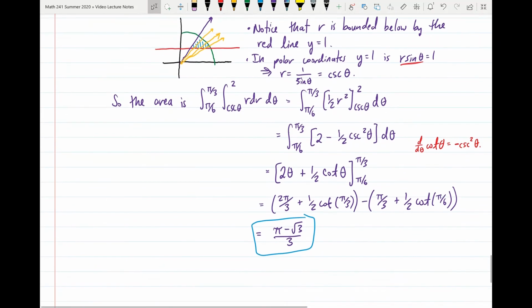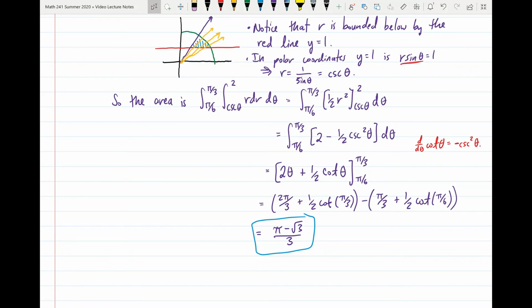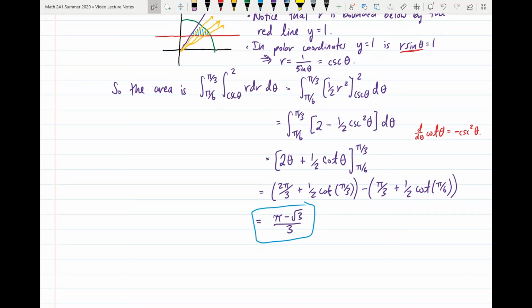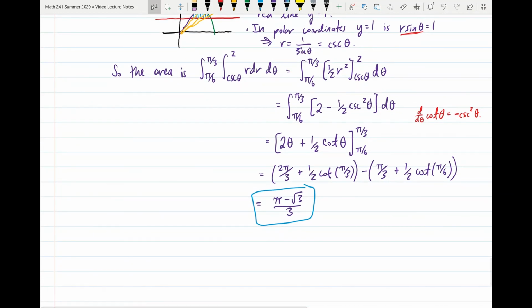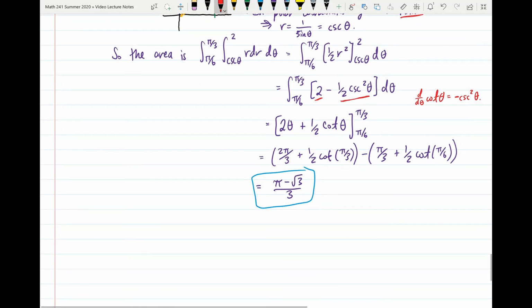And now we can just evaluate this double integral. So we start with the inner integral, and we get the antiderivative is 1/2 r squared. And again, we're evaluating from cosecant theta to 2. So we plug in a 2, and we get 2 here. And if we plug in cosecant of theta, we get a 1/2 times cosecant squared of theta. And now we're going to evaluate this single integral, the integral from pi over 6 to pi over 3 of this expression here.